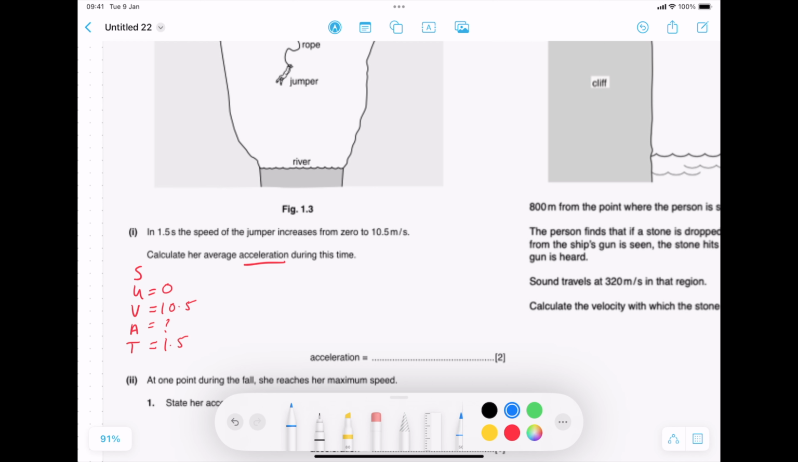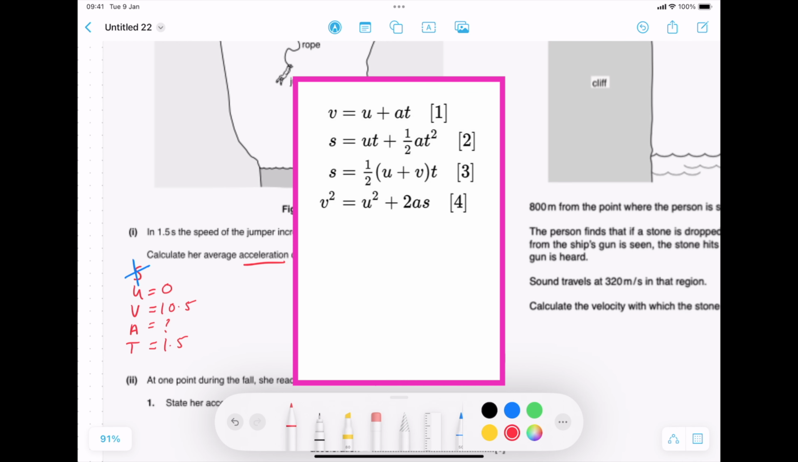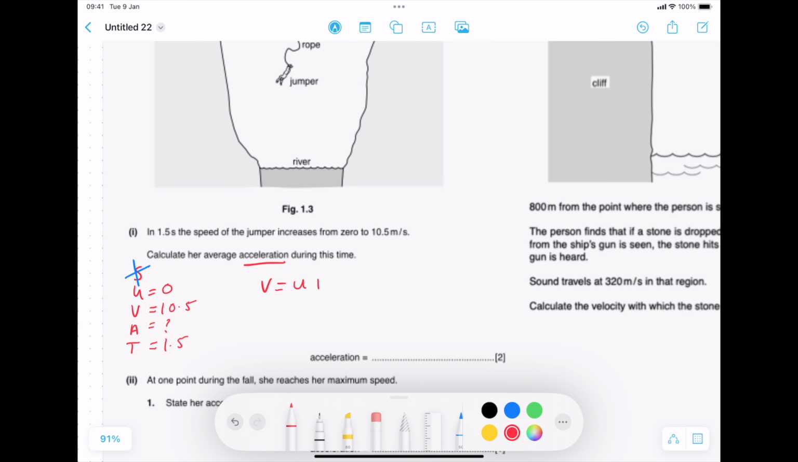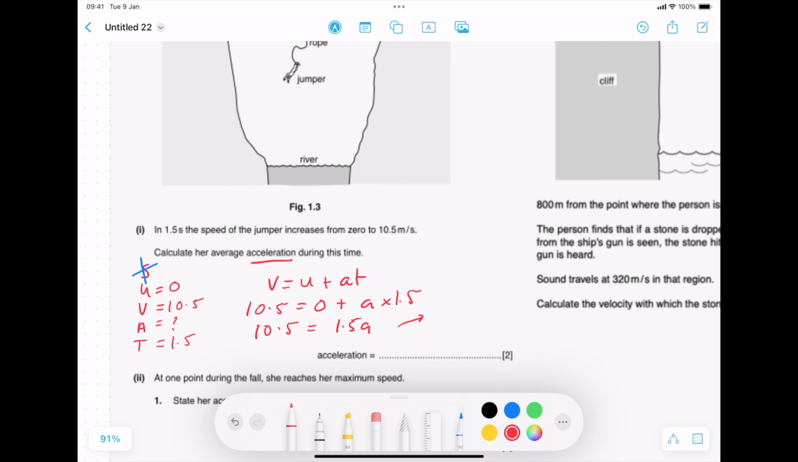In other words, we don't need distance. Remember, S is distance or displacement. It is not speed. So I need an equation with V, U, A, and T. From the equations of motion, of which there are 4, again, I discussed this in the previous video, the equation I need is V equals U plus AT. Substituting in the numbers that I have, 10.5 equals 0 plus A times 1.5. So therefore, A, the acceleration of this person, is 7 meters per second squared.